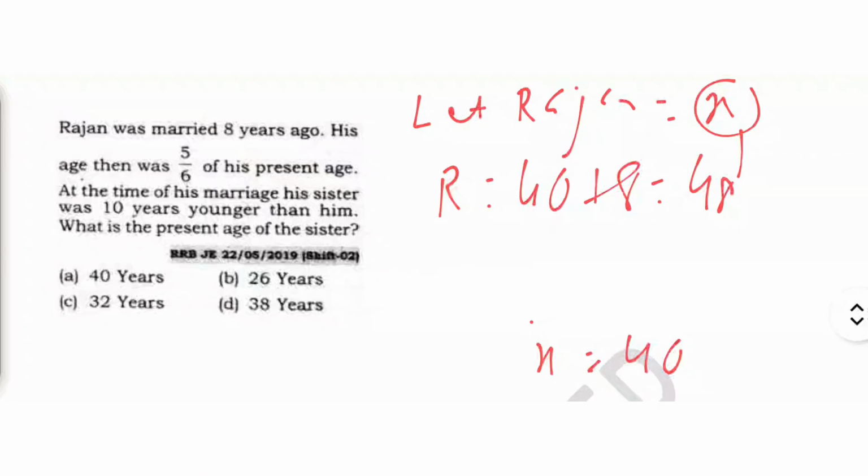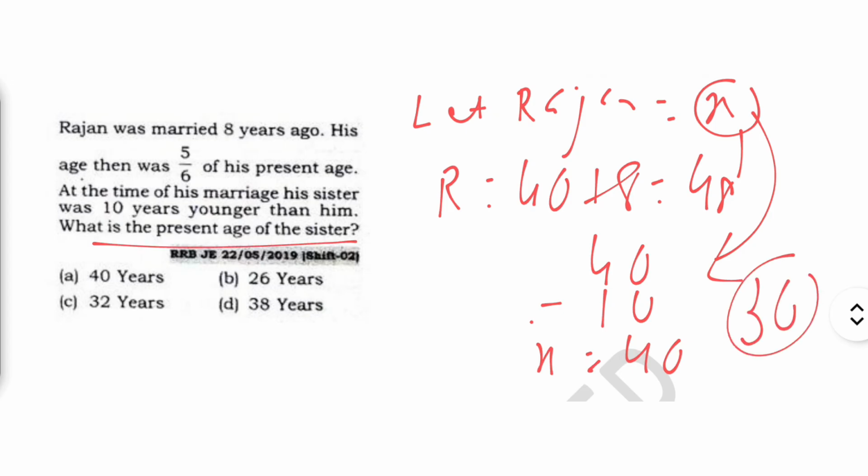At the time of his marriage, his sister was 10 years younger than him. What is the present age of the sister? At the time of marriage, what was the age of Rajan? It was 40, and she was 10 years younger than him, so his sister was 30. But they are asking what is the present age of his sister. It is nothing but 30 plus 8, that is 38. Simple.